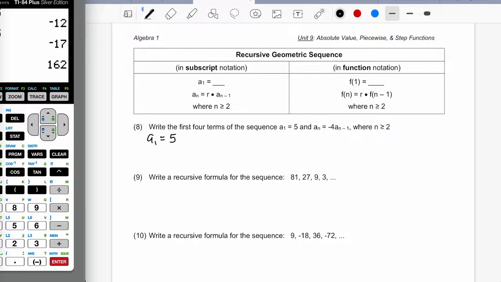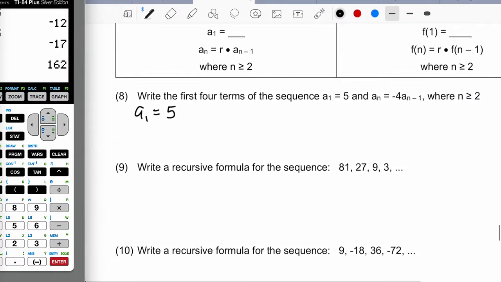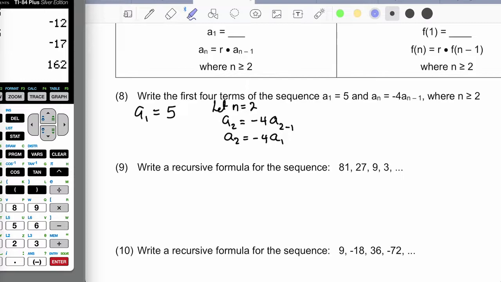Then a sub n, this is the rule that gets you from term to term. If you wanted to do it just by substitution, you could say, all right, I'm going to follow this rule. I'm going to let n equal 2. So a sub 2 would be equal to negative 4 times a sub 2 minus 1, which is the same as saying a sub 2 is equal to negative 4 times a sub 1. But since I know that a sub 1 is equal to 5, I would get negative 4 times 5, which is negative 20. All right, so that would be my a sub 2 value.